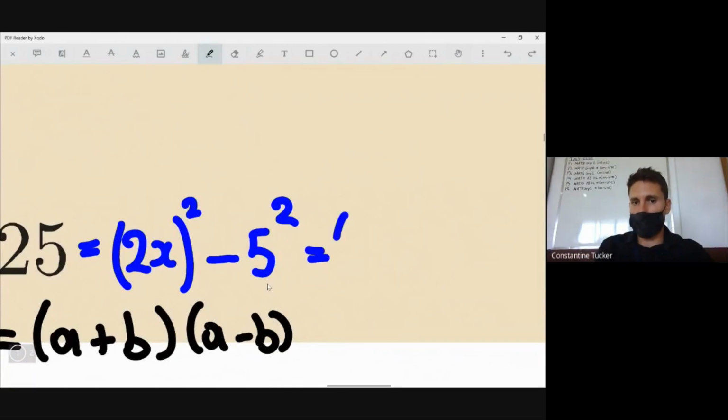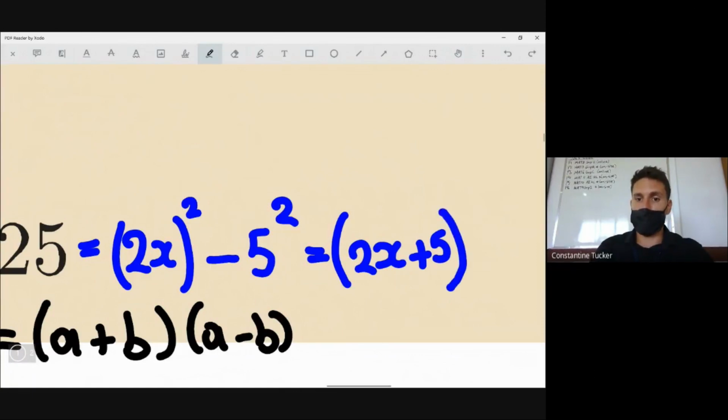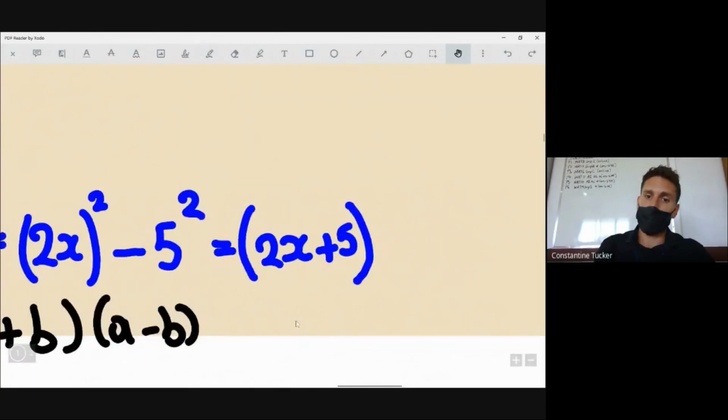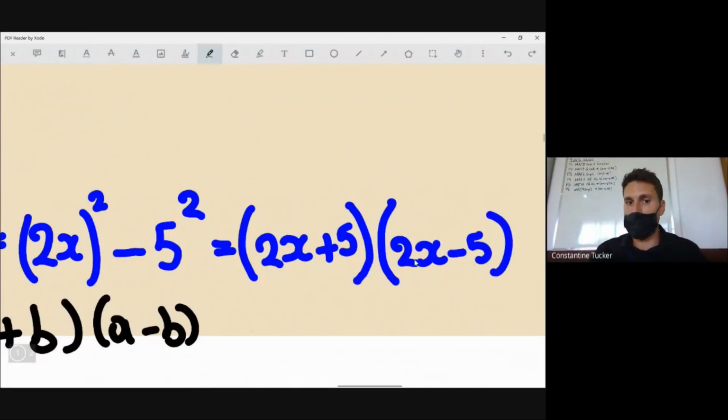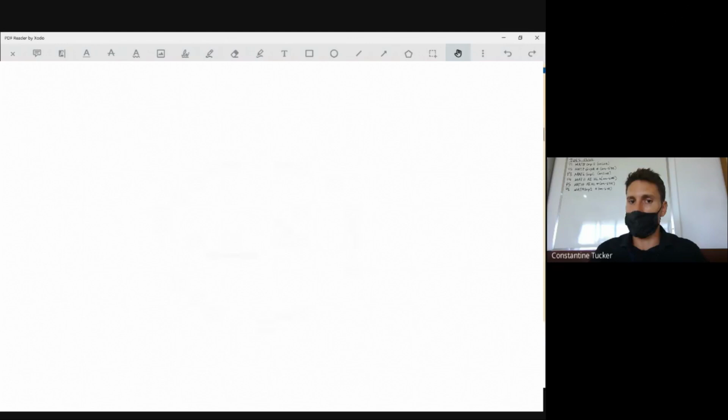So we can rewrite this in brackets by saying this is going to be 2x plus 5 in the first pair of brackets. And then we need to open a second pair of brackets and put the same thing, but with a different sign, 2x minus 5. And now if you were to expand all the brackets and do all the nitty-gritty work by collecting like terms and stuff, you would actually get 4x squared minus 25.